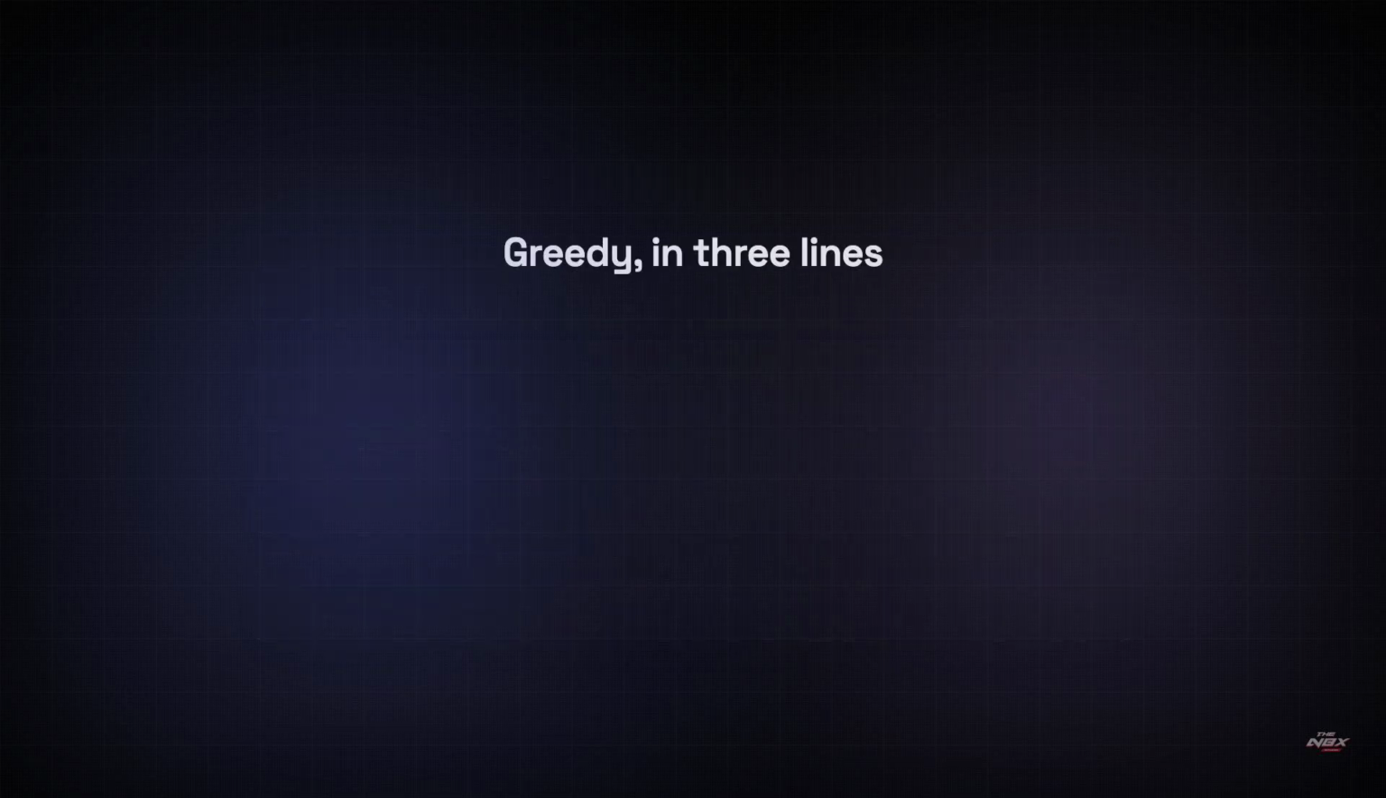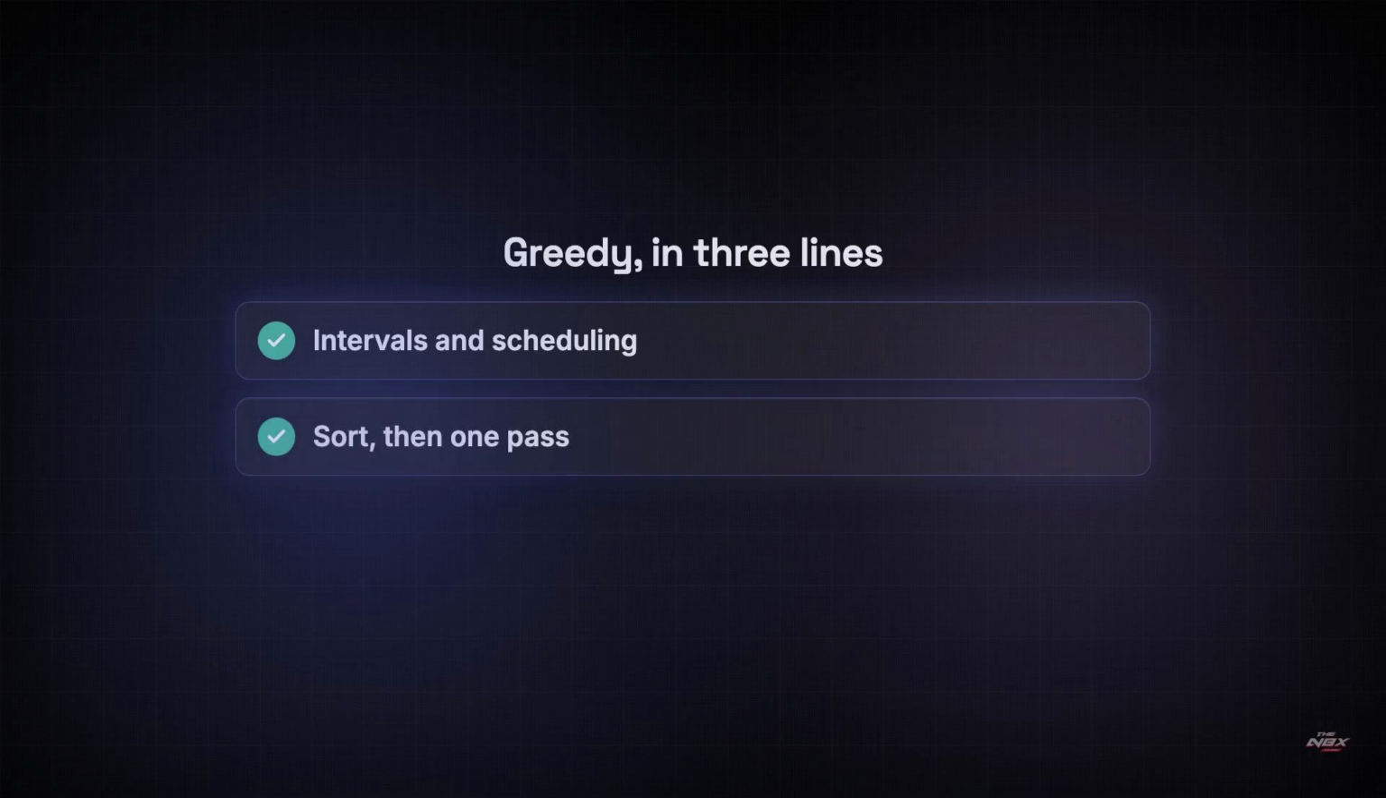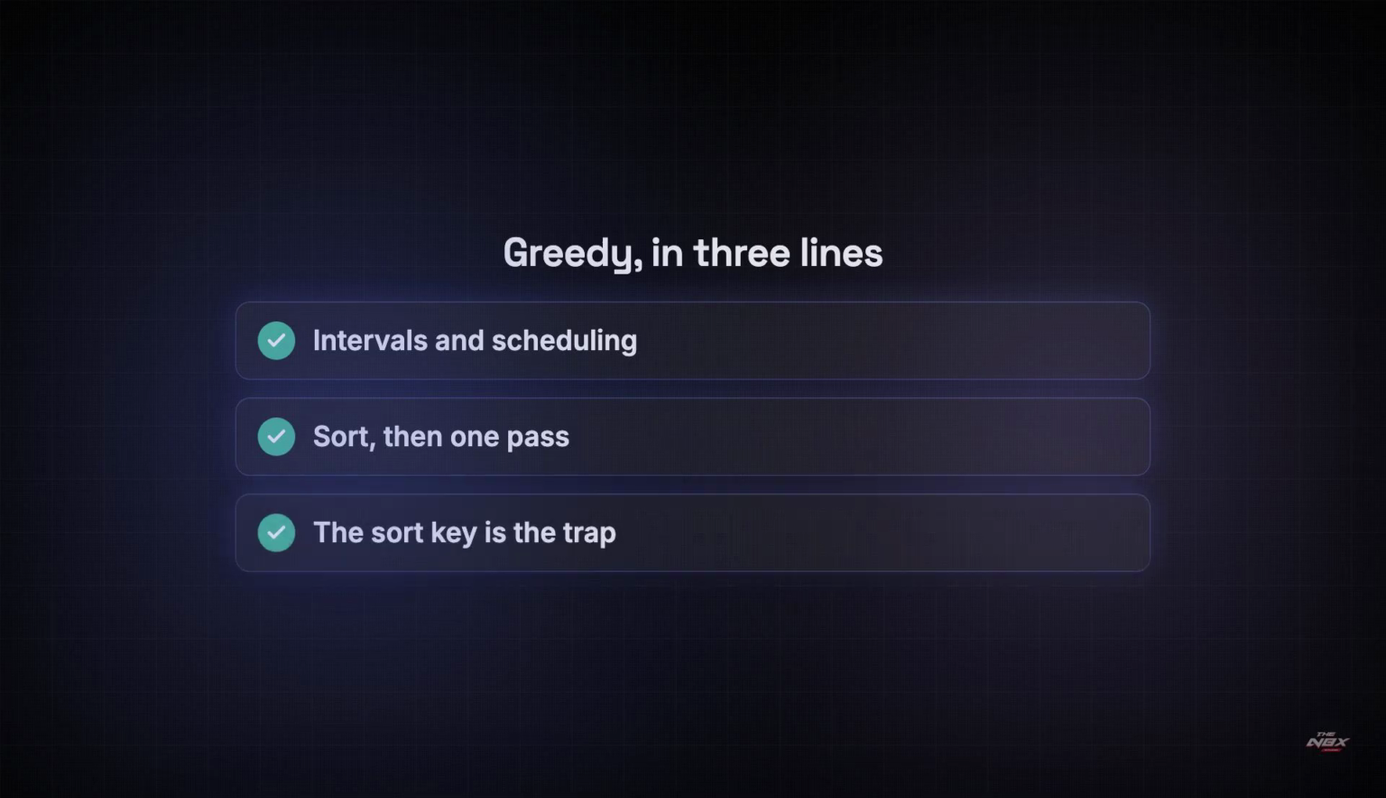3 things to take with you. The signal is intervals or scheduling. The move is sort first, then one pass with a single comparison. And the danger is the sort key because the wrong one still runs and quietly lies to you.